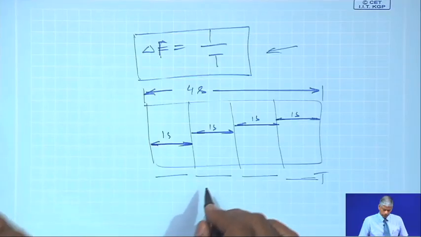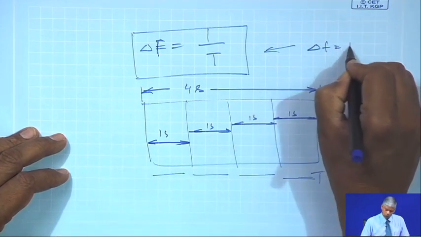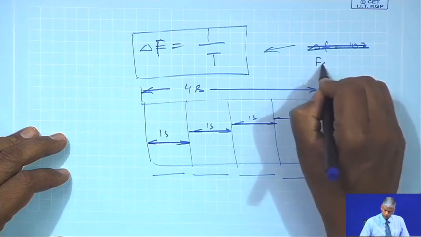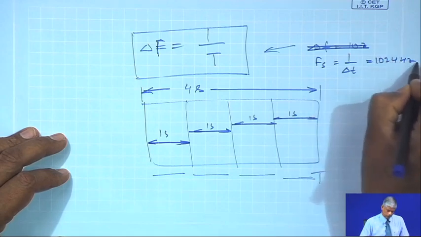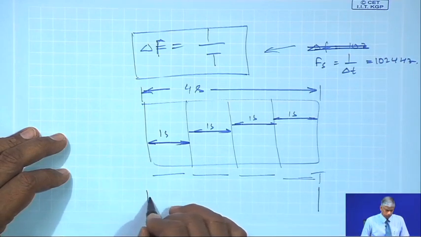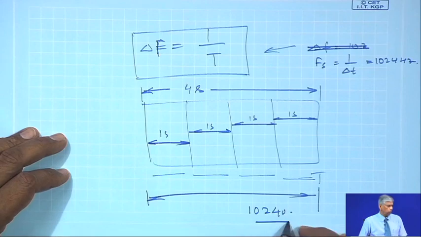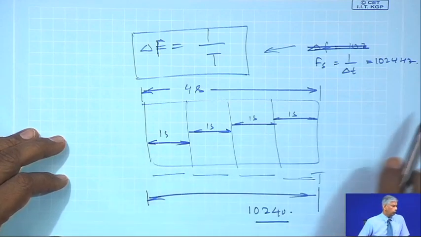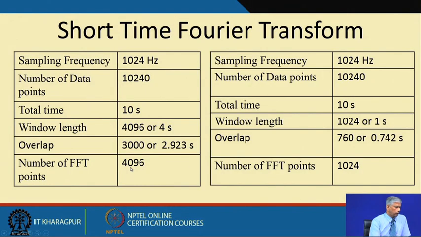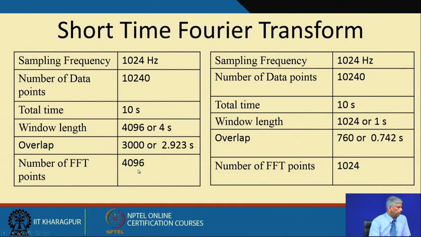And the sampling frequency, or 1 by delta t, is 1024 hertz. Total number of data points is 10240. So, I can break it up into 4 second window lengths or individual 1 seconds. If I take 4 seconds, I will have 4096 data points, otherwise I will have 1024 points.